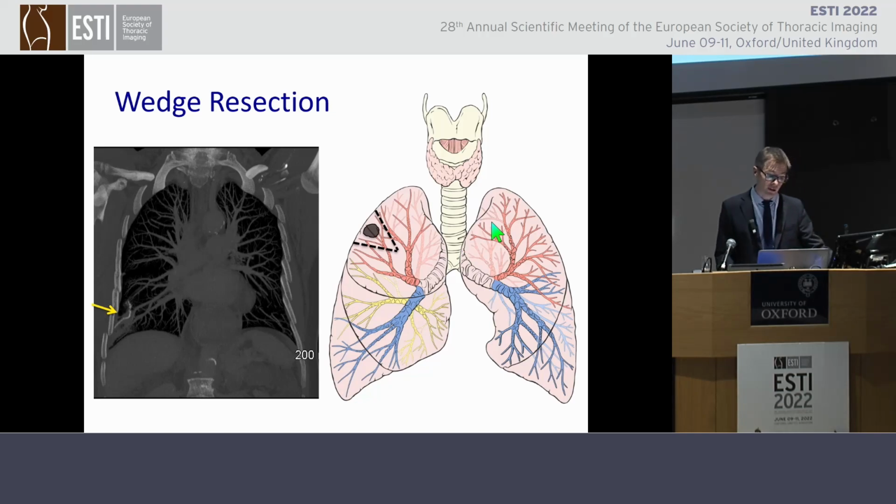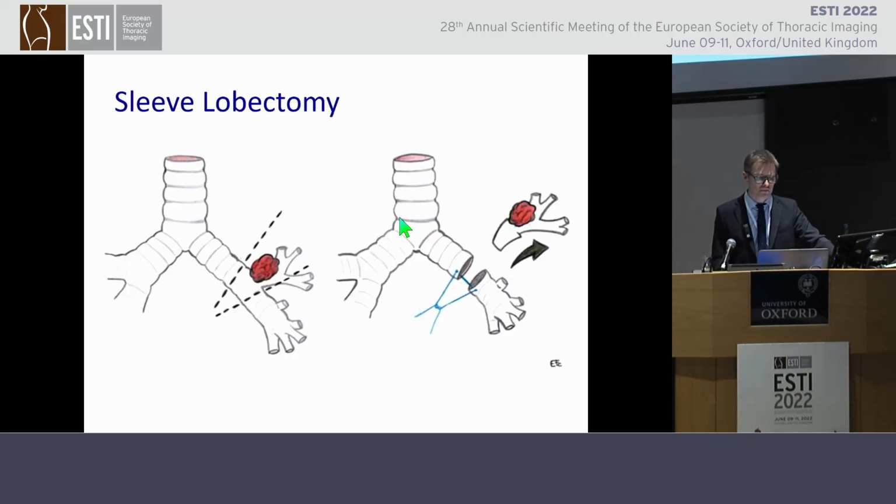We don't do wedge resection in our hospital for any patients with primary lung cancer. We exclusively use this for metastasectomies. So sleeve lobectomy is used for more central tumours, so tumours that start to involve the main airway. And the reason a sleeve is done is to try and avoid doing a pneumonectomy in these patients so that they'll get a long-term better functional outcome.